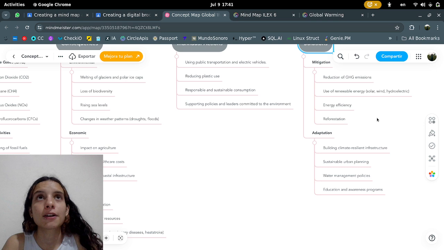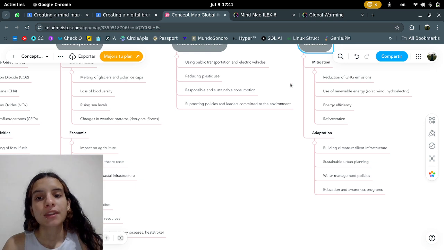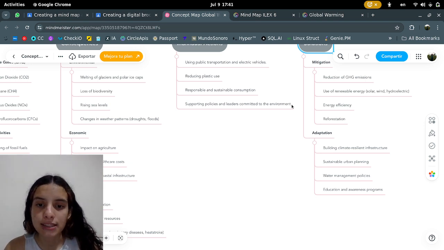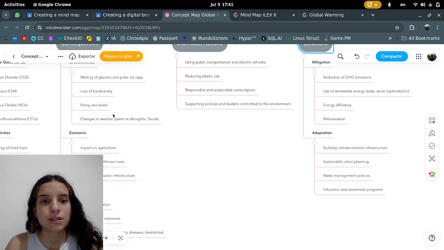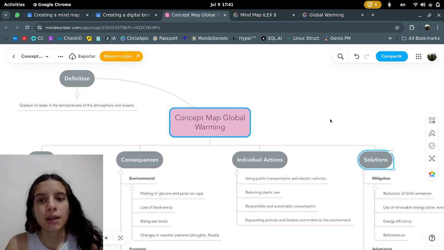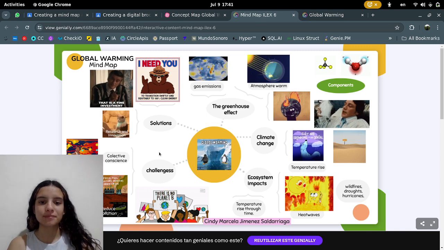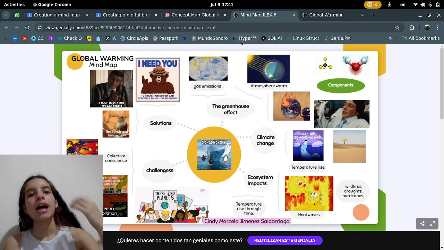And other ways to contribute to avoid and reduce global warming are individual actions. For example, what each person can take to combat global warming, such as reducing the use of plastic, using public transportation, consuming responsibly, and supporting environmental policies. So all this was made from this map. Yes, that is all for the mind map and the concept map.